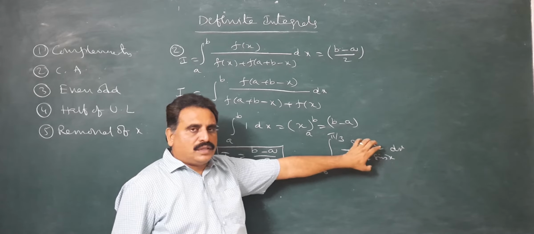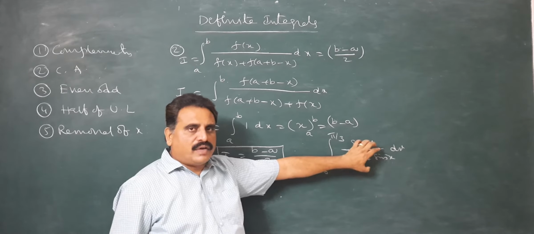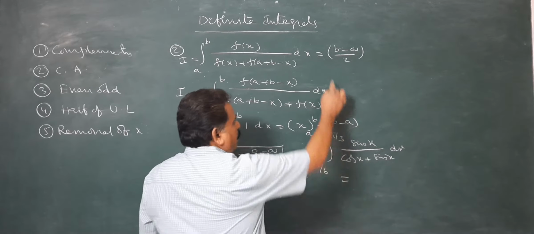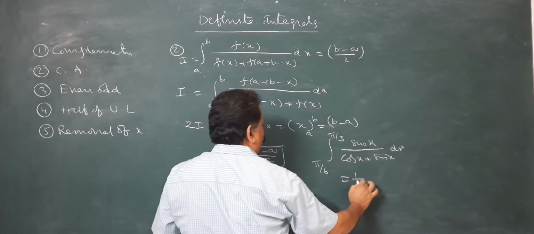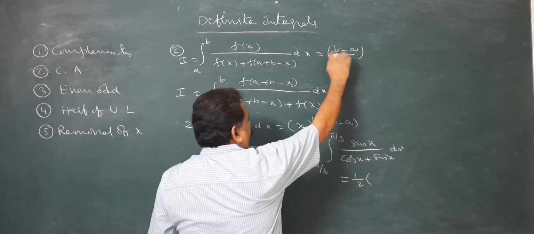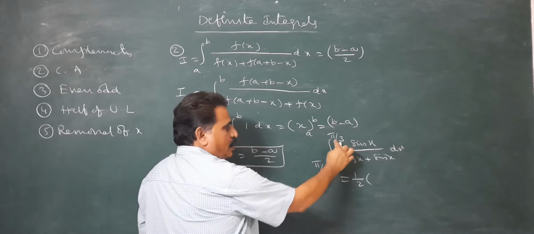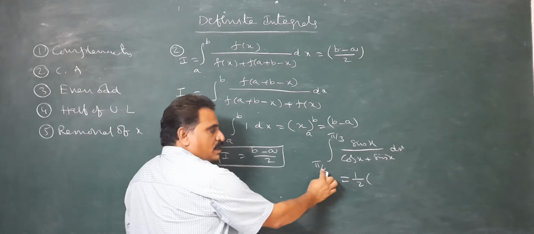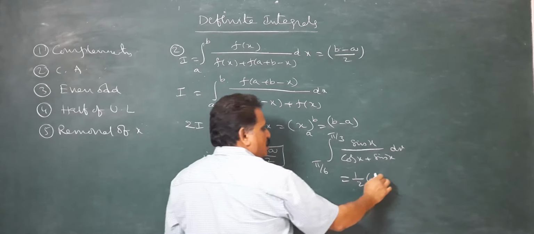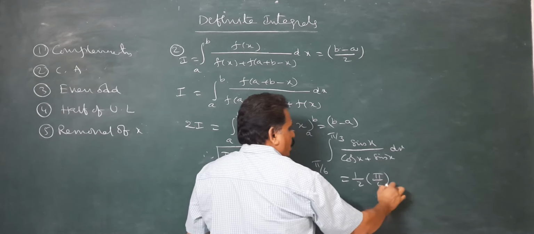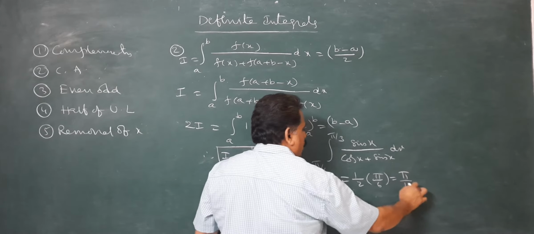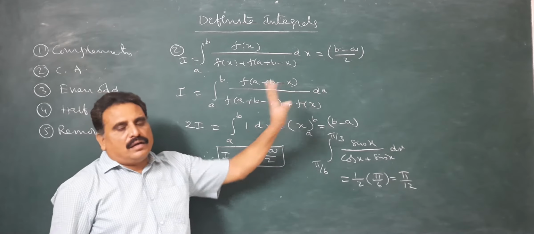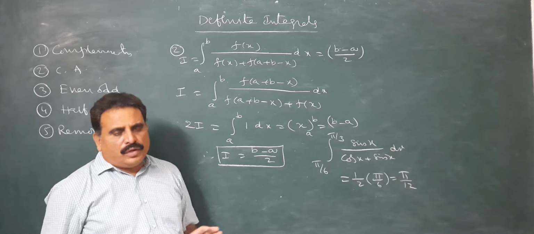Without finding the integration, directly we get the value of this integral, that is (b minus a) by 2. That means 1 by 2 into (b minus a). b minus a means 60 minus 30, that is 30. That means pi by 3 minus pi by 6 is pi by 6. So that value is equal to pi by 12. So by mental calculation, directly we get the value pi by 12.